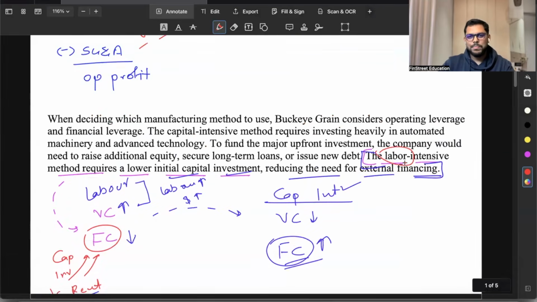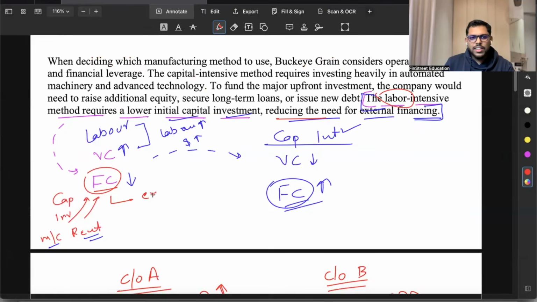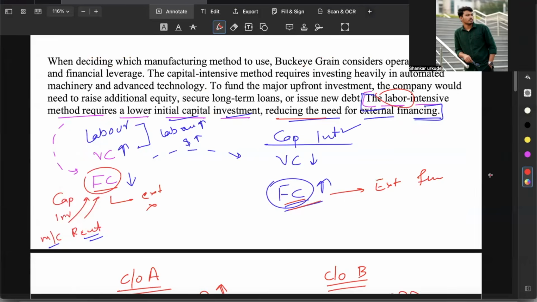So this is the meaning. जहाँ पर FC is low, you don't need external financing. But wherever FC is high, you might go for external financing. Shankar, clear? Thank you. Yes.